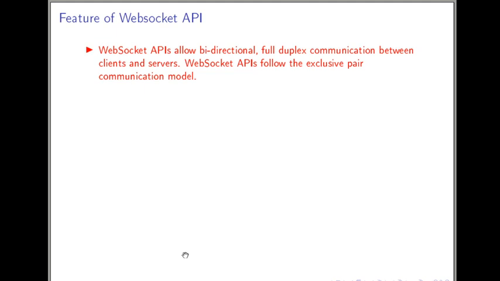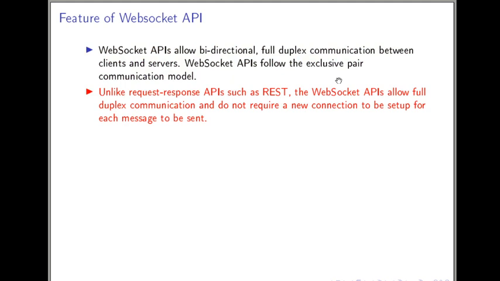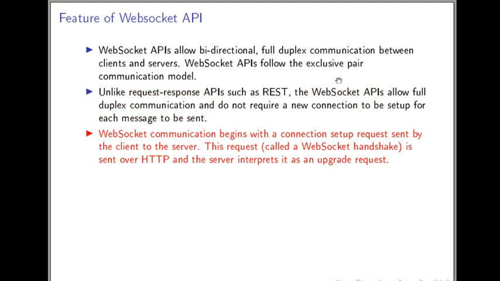So here are a few important features of the WebSocket API. The WebSocket API uses bidirectional full duplex communication between client and server. As we have seen in the last lecture, it is an exclusive pair communication model. Next, unlike request-response APIs such as REST, the WebSocket API allows full duplex communication and does not require a new connection to be set up for each message to be sent, as we have seen in the previous figure.